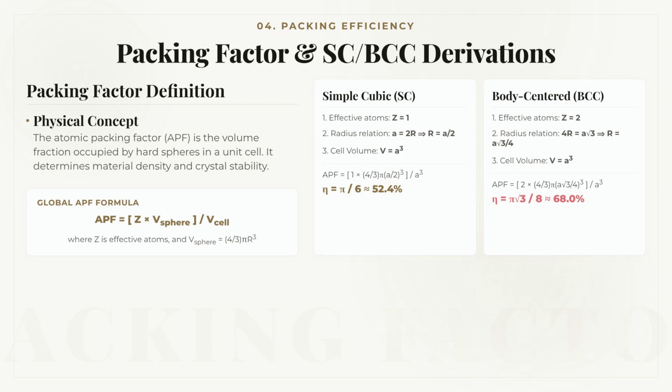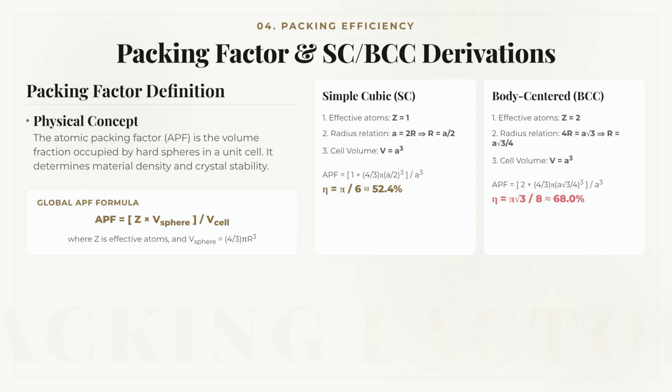For the body-centered cubic structure, there are 2 atoms per unit cell. The atoms touch along the body diagonal of the cube. The body diagonal has a length equal to √3 times a. This diagonal contains 4 atomic radii. Therefore, 4r is equal to √3a. From this relation, the atomic radius becomes √3a divided by 4. Substituting this value into the packing efficiency formula gives π√3/8, which is approximately equal to 0.68. Thus, the packing efficiency of BCC is 68%. This is much higher than that of the simple cubic structure.